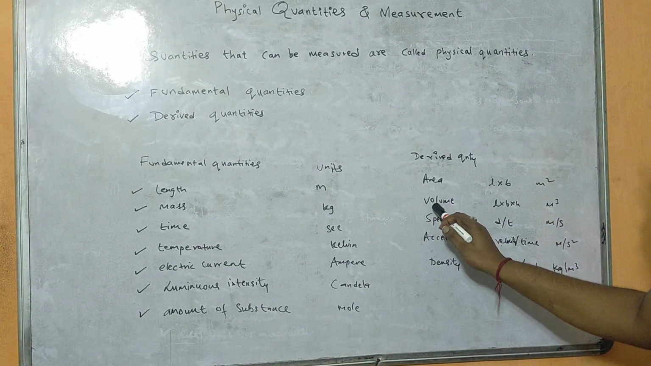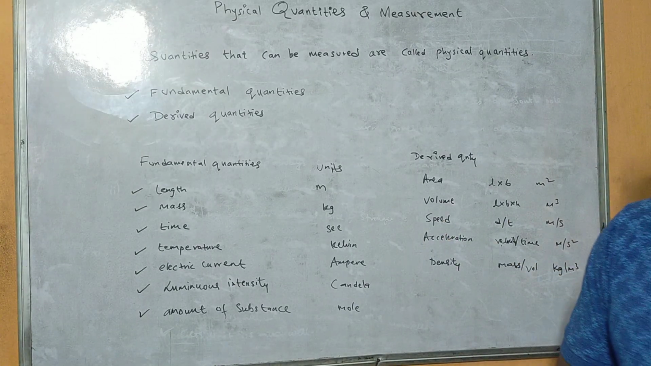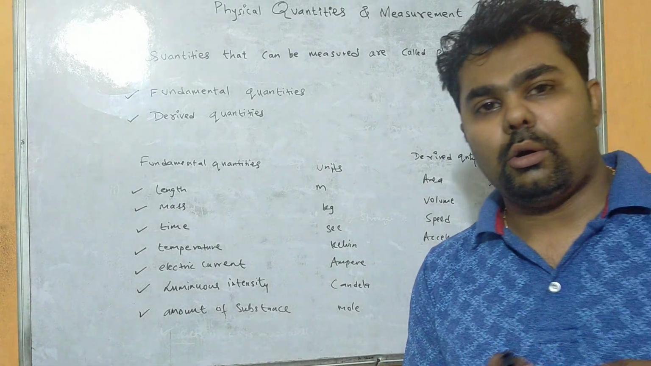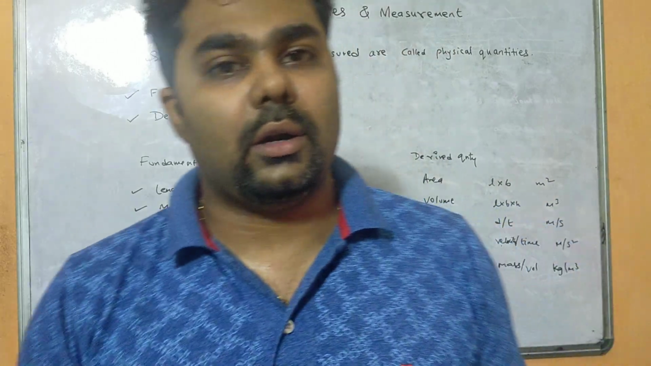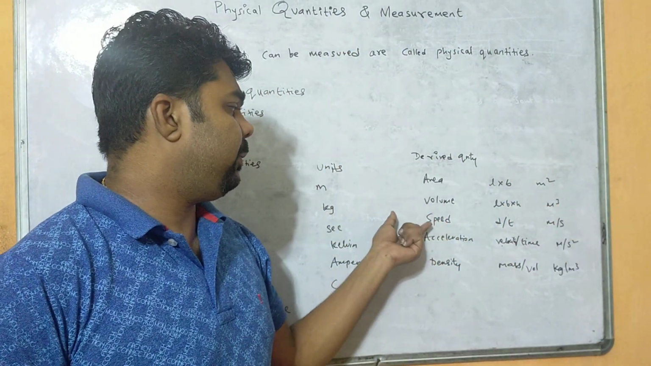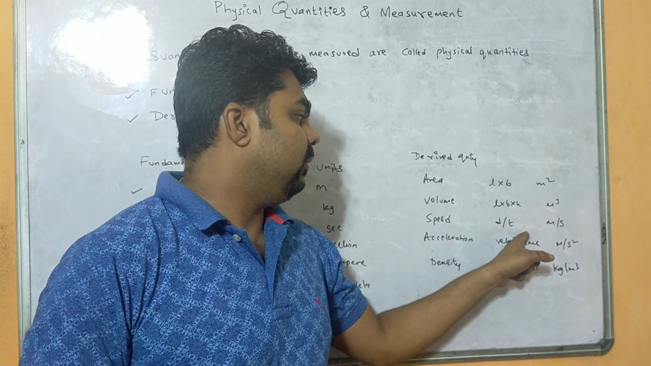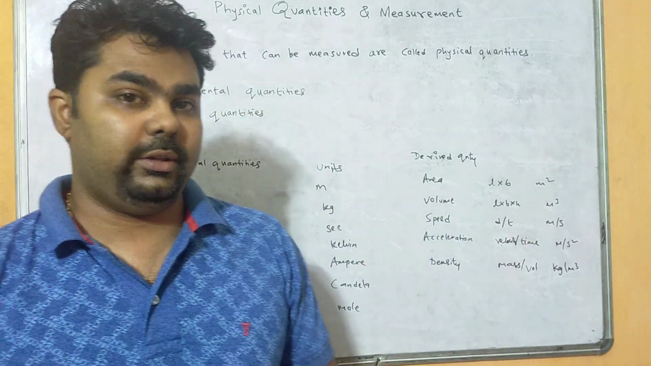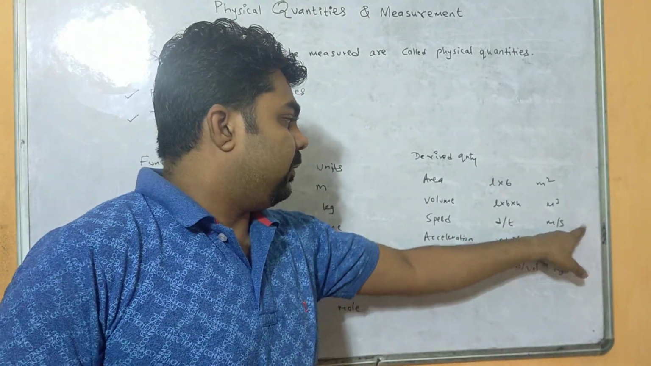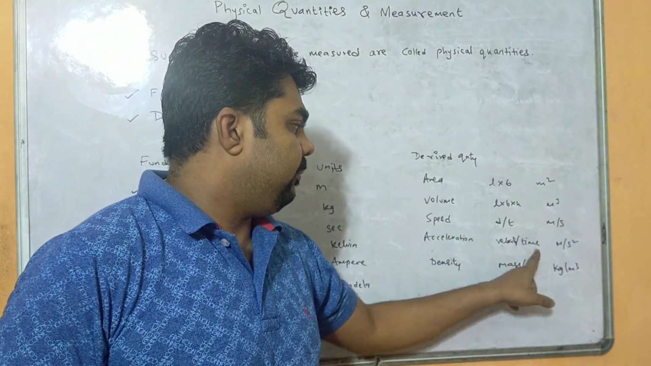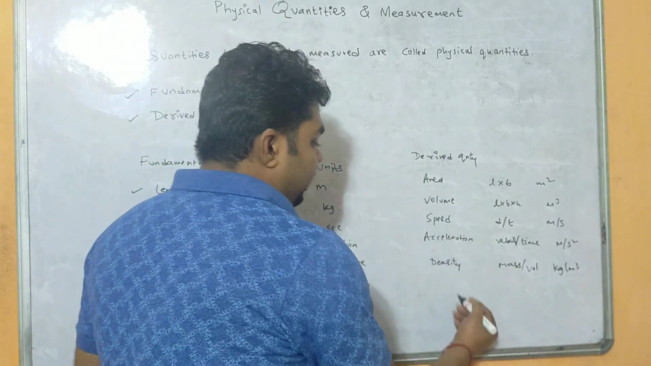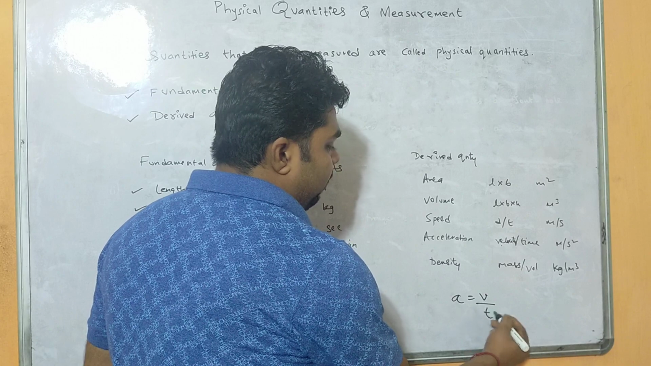Let's see volume. If it is a cuboid, volume equals length into breadth into height. Again, length, breadth and height, all three are measured in meter, so we get meter cube here. Similarly, speed equals distance by time. Distance is in meter and time in second, so that is meter per second. Acceleration is velocity by time. When I say acceleration is v by t, that is velocity by time.